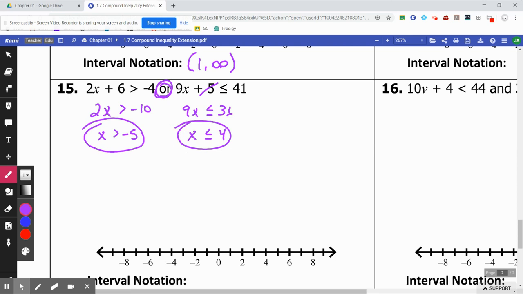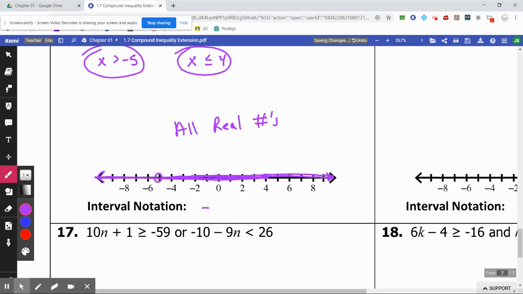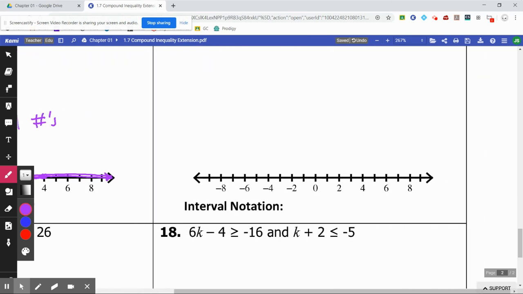So therefore, since it's an OR statement, these are our answers. So x can be any value bigger than negative 5, which would be any of these numbers. Or x can also be any of these numbers smaller than 4. So since we included these numbers in addition to these numbers, that would be all real numbers because every number got included in one set or the other. So that'd be all values from negative infinity to positive infinity, every number.